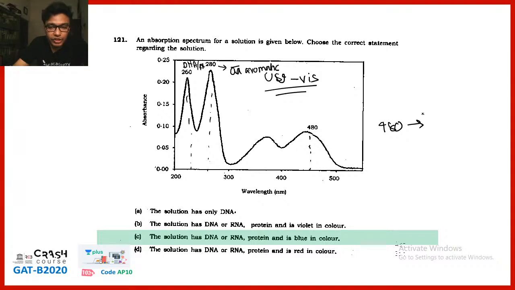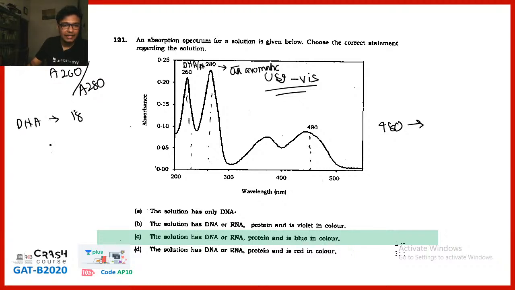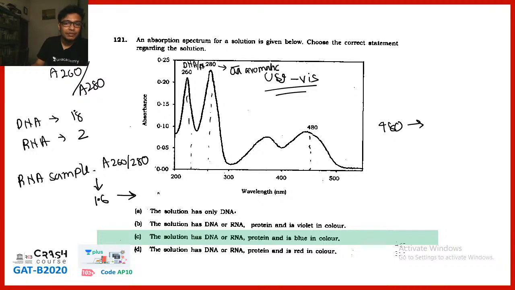So this question was very simple and dependent upon the principle of UV-vis spectrophotometry. You have to know that people use the A260 by A280 ratio to calculate the purity of DNA. For DNA, the ideal ratio should be 1.8. For RNA, this ratio should be 2. For example, if in an RNA sample extracted by you, A260 divided by A280 is actually coming to 1.6, that implies what type of contamination in the sample?